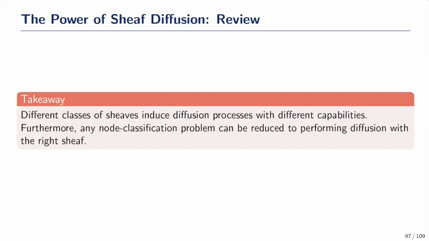And the big point, I think, is this. This is summarizing all these theoretical results you've seen. If you want to do a node classification problem on a connected graph, you can always solve it using sheaf diffusion. So that's a very powerful tool. It justifies the use of these things to solve node classification problems. Essentially, we can always find a sheaf that solves our problem, at least in theory. In practice, it's not easy to do that. And that's what we're looking at next.